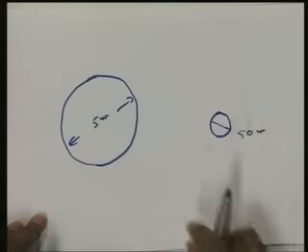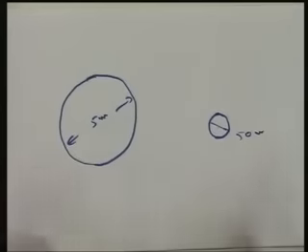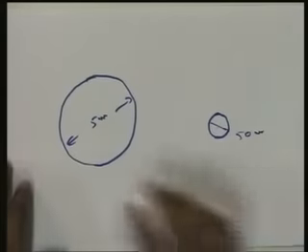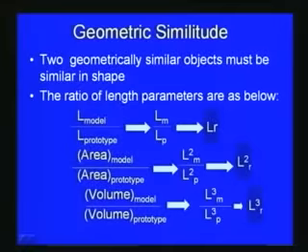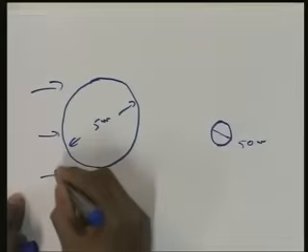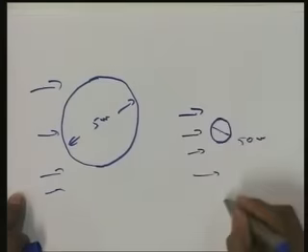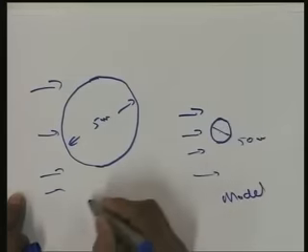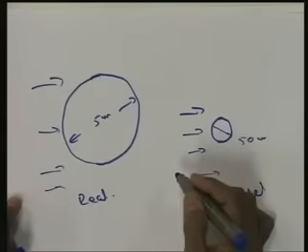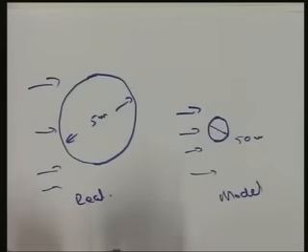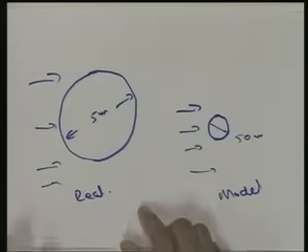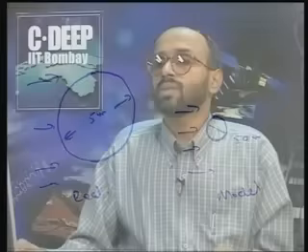So here you can see the shape, the physical modeling which we are doing, with respect to this flow over a cylinder. The fluid flow is coming here; this is the real case, and this is the model, and here the real problem. When we do the scaling, we have to see that two geometrically similar objects must be similar in shape. That is what geometric similitude gives.